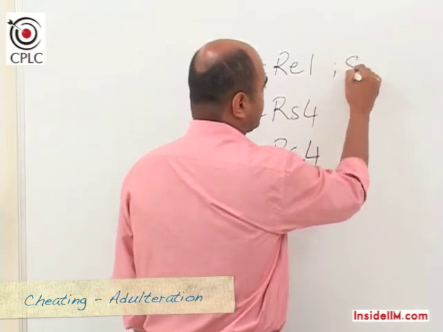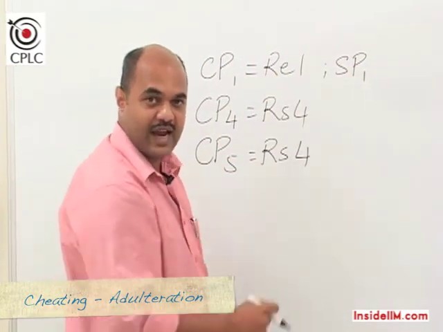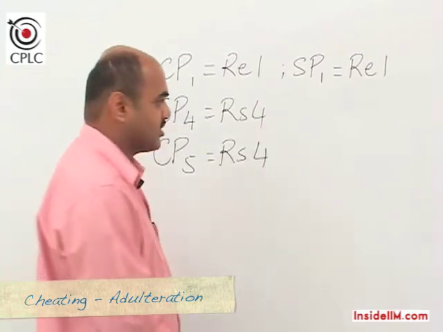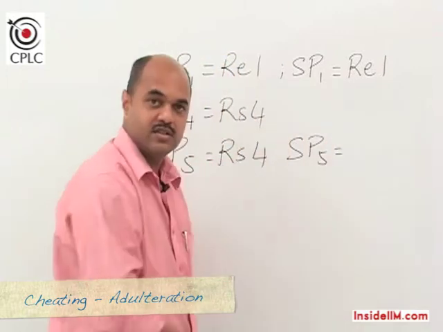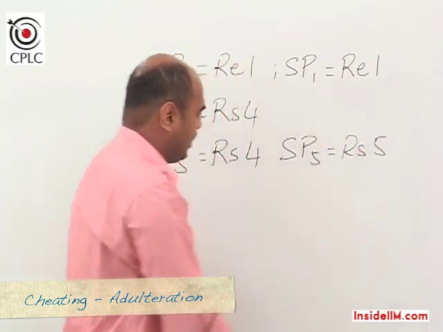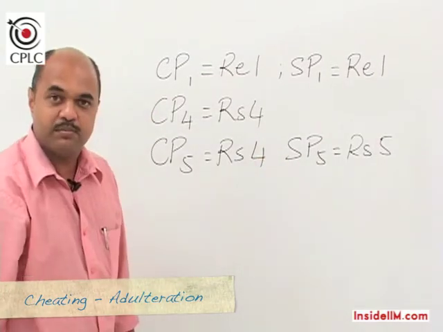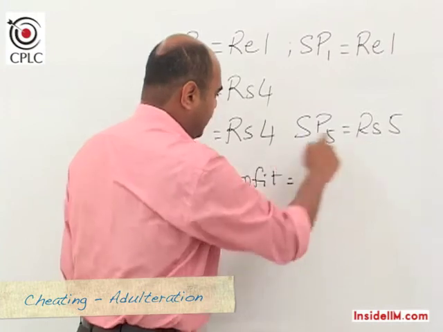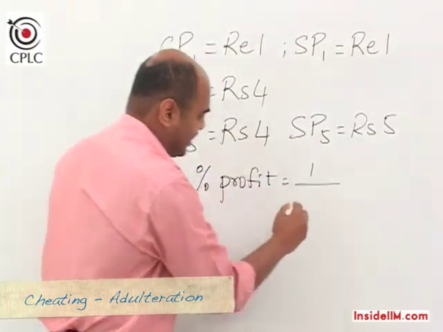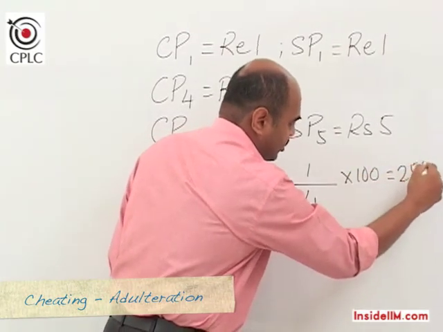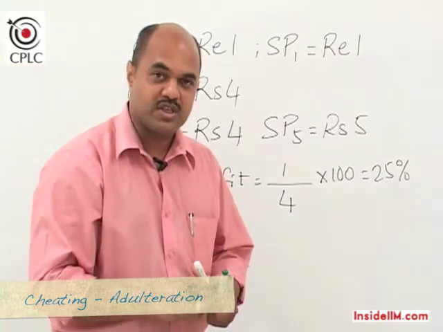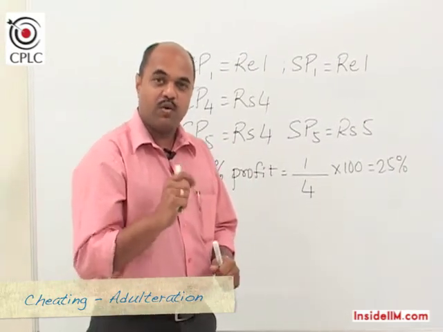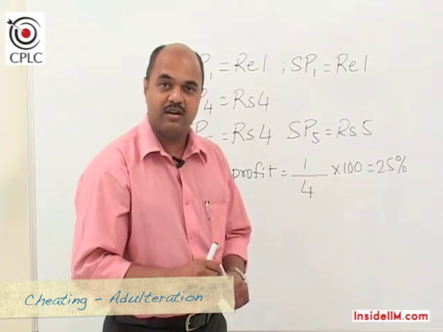Now the milkman claims to sell the milk that he has at cost price, and hence the selling price of 1 liter is 1 rupee. The milkman is now going to sell 5 liters in all, and hence the selling price of 5 liters would become 5 rupees. If we compare these two, we can obviously see that there is a profit involved, and if we find percentage profit using our formula, it would be profit, which is 1 rupee, divided by the cost price, which is 4 rupees, into 100, which is 25%. So though the milkman claims to sell at cost price, because he has added water to milk, he is actually making a profit.